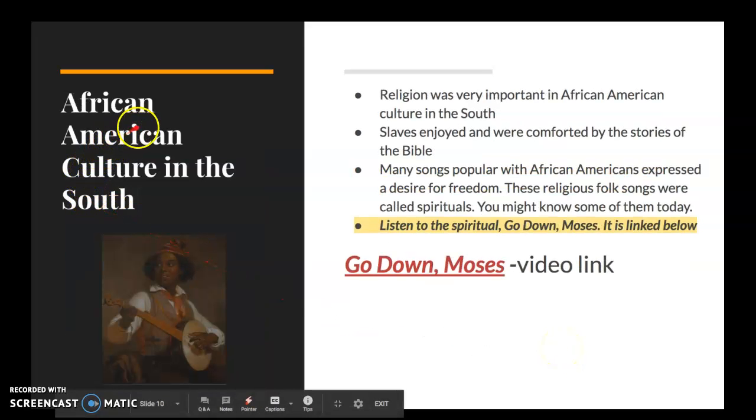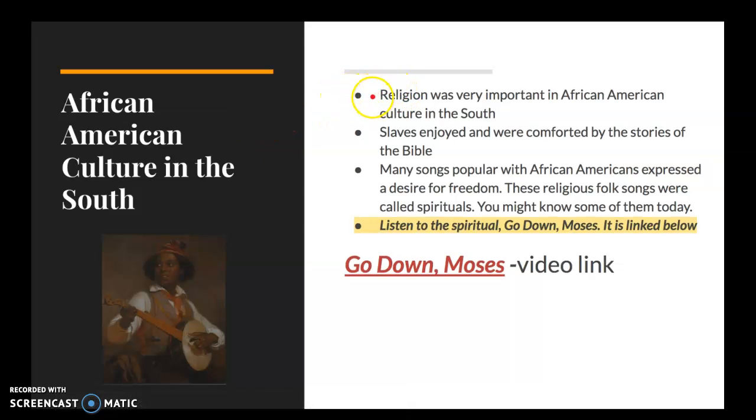We'll take a second to look at African American culture in the South as it developed in this era. Religion was very important in African American culture in the South during this time. Slaves enjoyed and were often comforted by the stories from the Bible. Many songs popular with African Americans expressed a desire for freedom. These religious folk songs were called spirituals, and you might know some of them today.